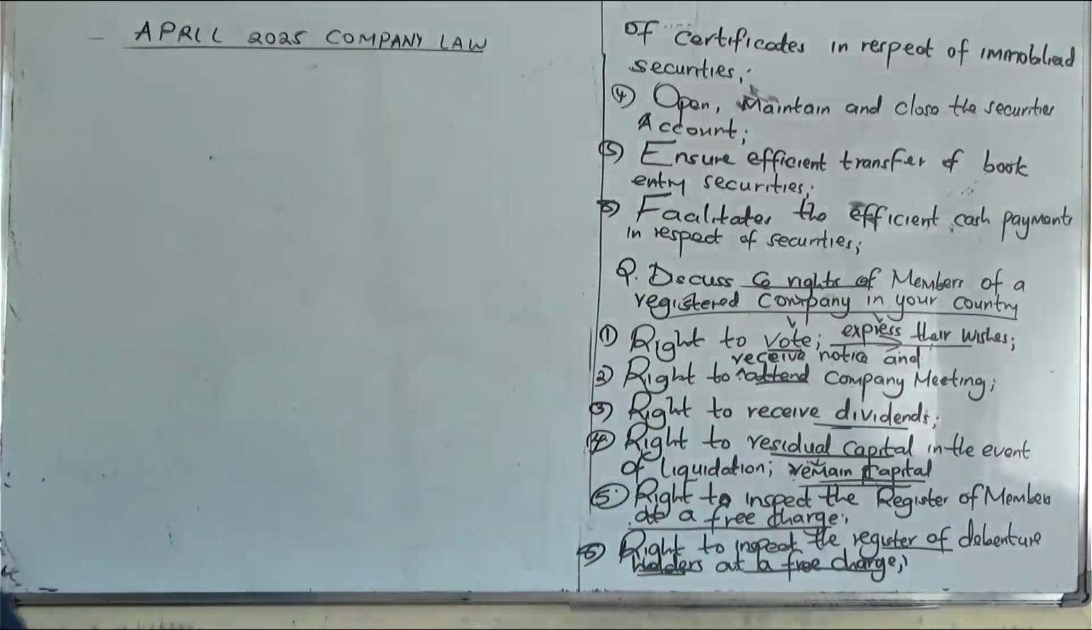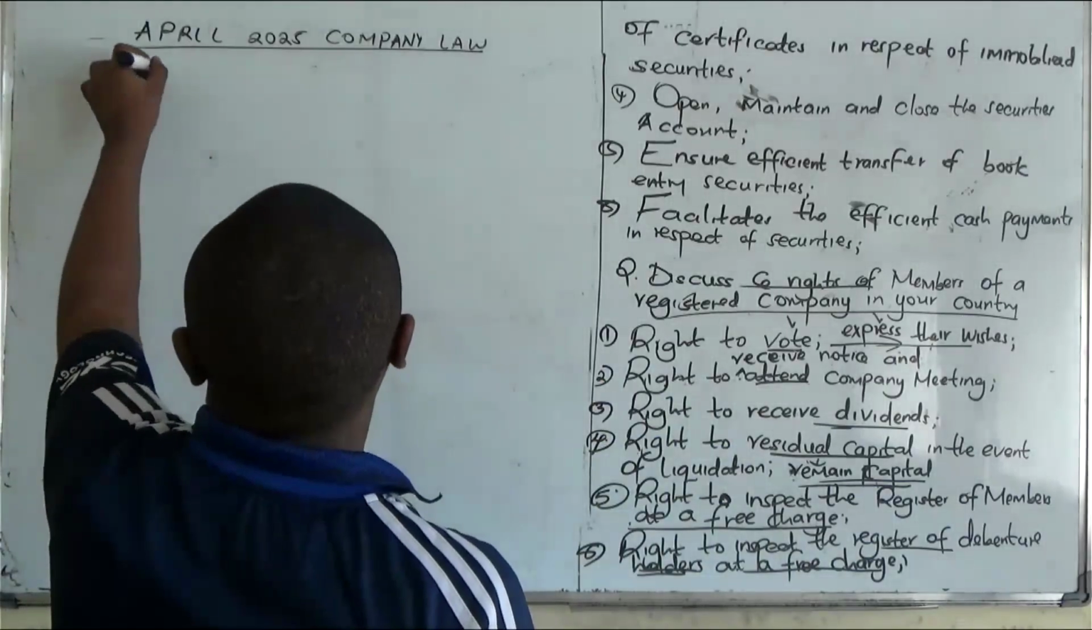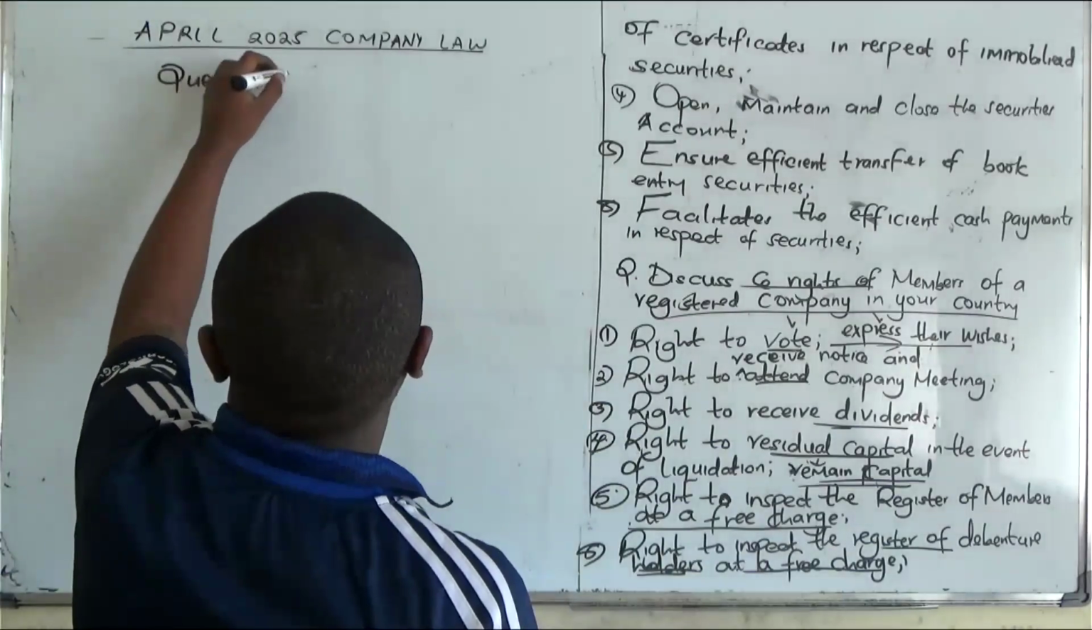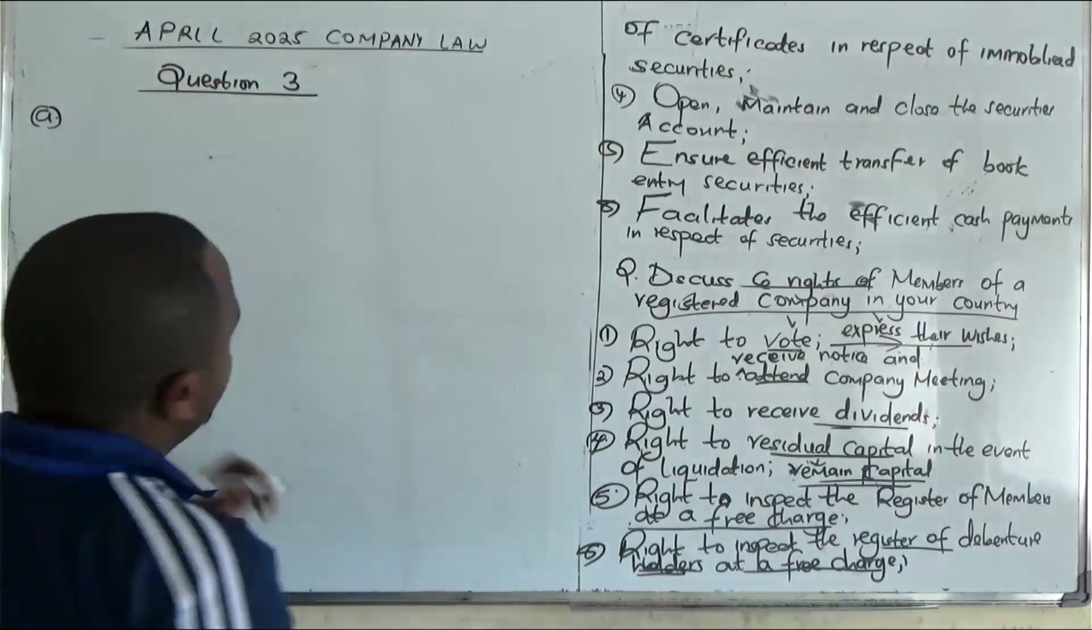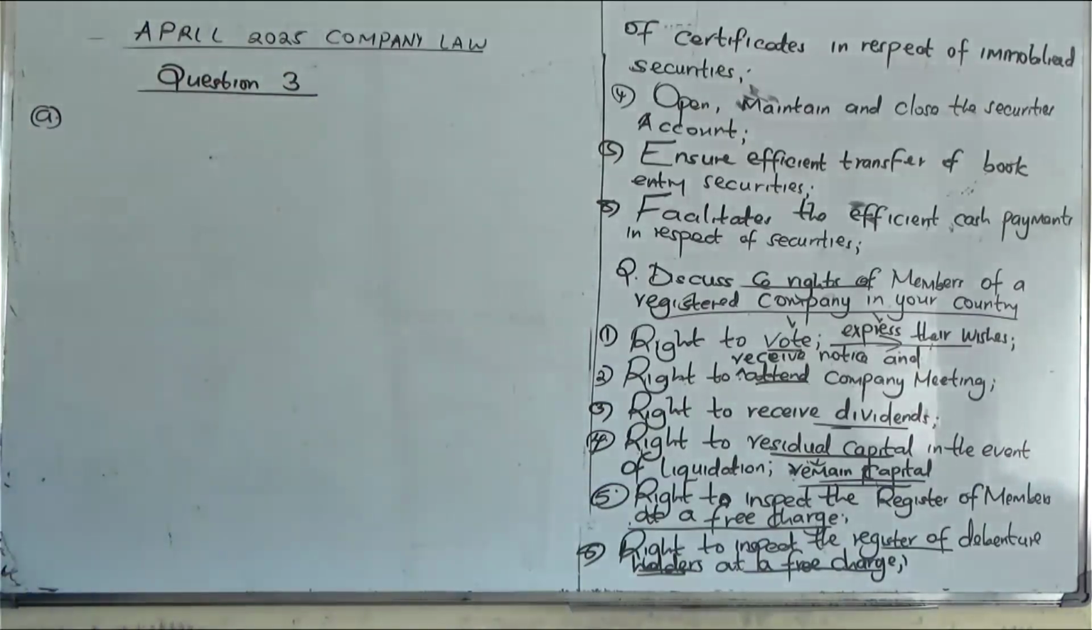Good. Question 3. Let us see what question 3 is saying. ABC Corporation, a publicly traded company in Kenya, intends to consolidate its share capital and simplify its capital structure by varying the rights attached to its multiple classes of preference shares.